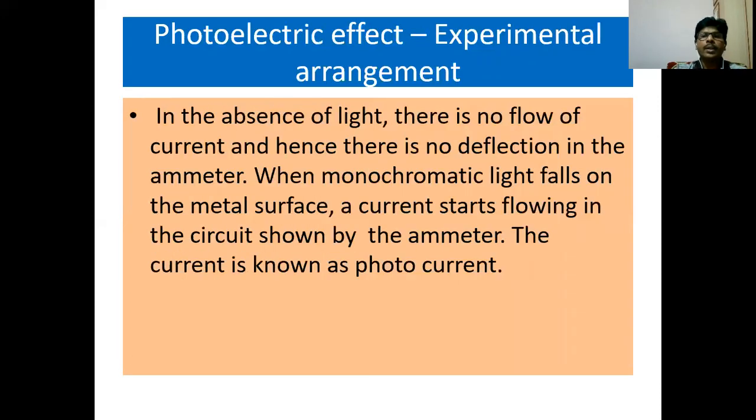Now, what does the experimental arrangement tell you? In the absence of light, there is no flow of current and hence there is no deflection in the ammeter. When monochromatic light falls on the metal surface, a current starts flowing in the circuit shown by the ammeter. The current is known as photocurrent.